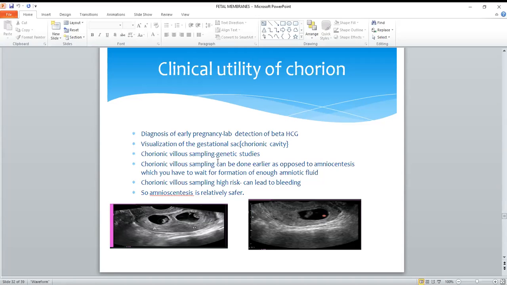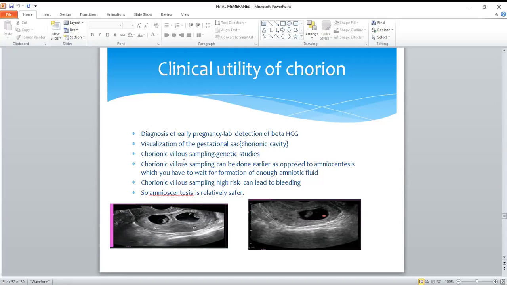It can also be used in the visualization of the gestational sac. So we have the chorionic cavity here. You see, here we have one child, and here we have two gestational sacs. So this is a twin pregnancy. So it can be used in the visualization of the gestational sac.